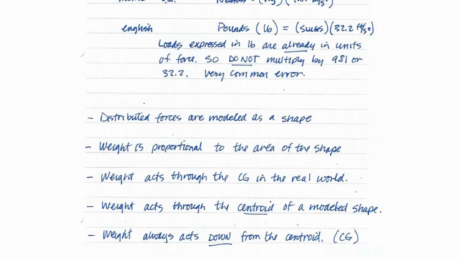So we're going to do it this way. We're going to distribute it. We're going to model distributed forces as a shape in our modeling, and we're going to understand that the weight is proportional to the area of the shape. The weight will act through the center of gravity in the real world, but in our models, we're going to act through the centroid of our modeled shape. Next thing is make sure that the weight always acts down from the centroid. In other words, don't rotate any pictures or anything like that. Look at it straight on as if it were a real life situation, and weight always acts down.